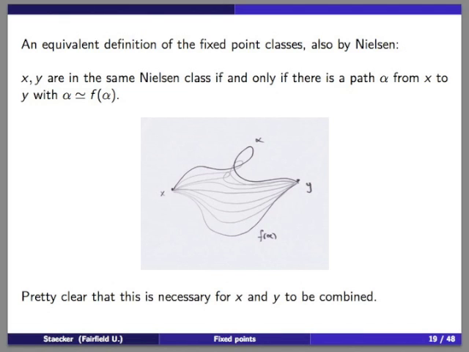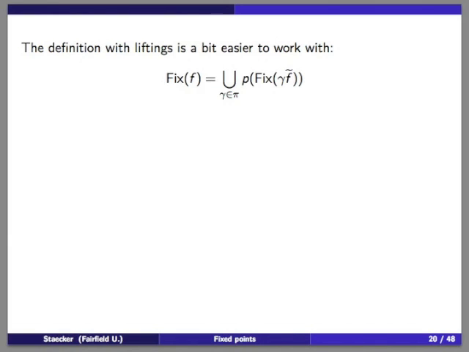This one is nice because it's pretty clear in this picture that this is a necessary condition for x and y to be combined by a homotopy. If you're going to actually combine those two points by a homotopy, it must be the case that there is a path like this, because when you join those two points, they'll travel along a path, and that path must satisfy this condition here, that f of the path will be homotopic to the original path. All right. So this is a nice definition, but the one with the covering spaces tends to be a little more useful, easier to work with. All right. So this is what we're going to look at.